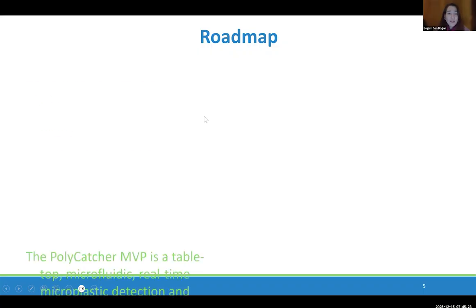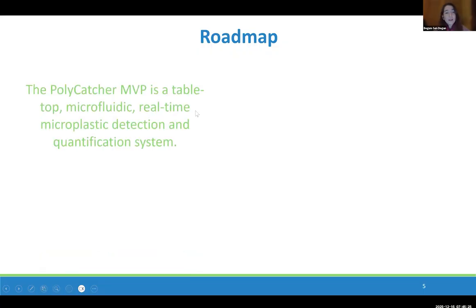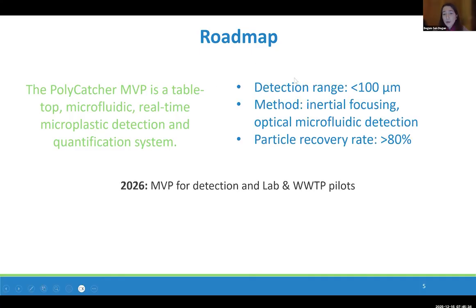Our roadmap for the product development: we'll start with the MVP, which will be a tabletop microfluidic real-time microplastic detection and quantification system. And our performance will be based on the detection range. We'll start with the detection range less than 100 micrometer with the method of inertial focusing, optical microfluidic detection. Our primary metric will be the particle recovery rate as larger than 80%.